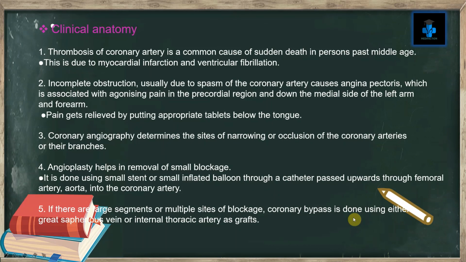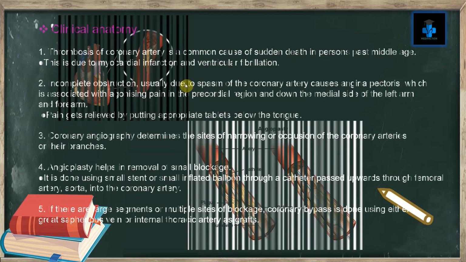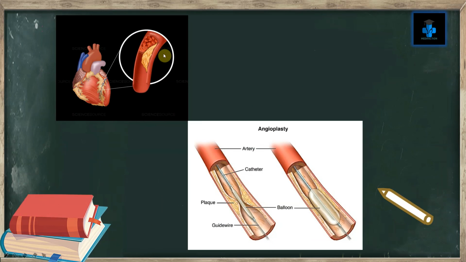Number 5. If there are large segments or multiple sites of blockage, coronary bypass is done using either the great saphenous vein or the internal thoracic artery as a graft. So this is what a thrombosis looks like. And this is the procedure of angioplasty. This is the balloon I was talking about, and this is the catheter.